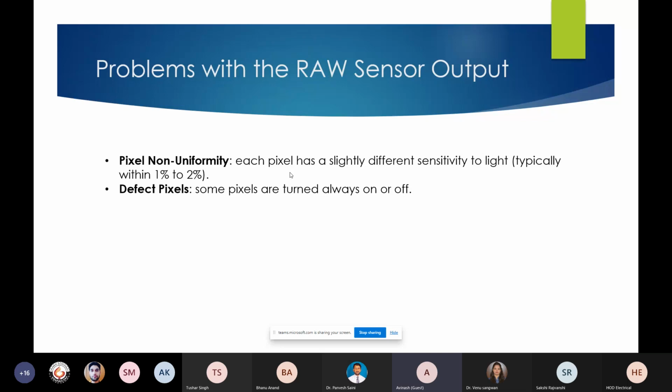Some of these artifacts, like pixel non-uniformity, are very similar to vignetting in some sense, and can be corrected at the same place where we do vignetting correction in the ISP. There are also algorithms we can use in the ISP to correct for defect pixels, where the main thing is to detect which pixels are actually defective and replace them with a blend of some neighboring pixels around the defect pixel.